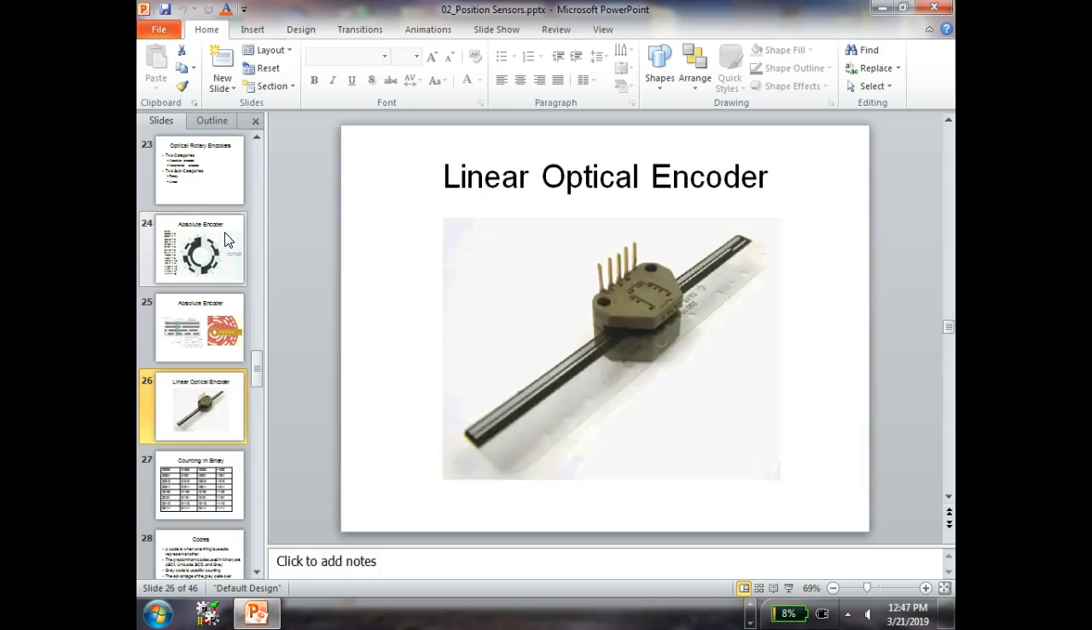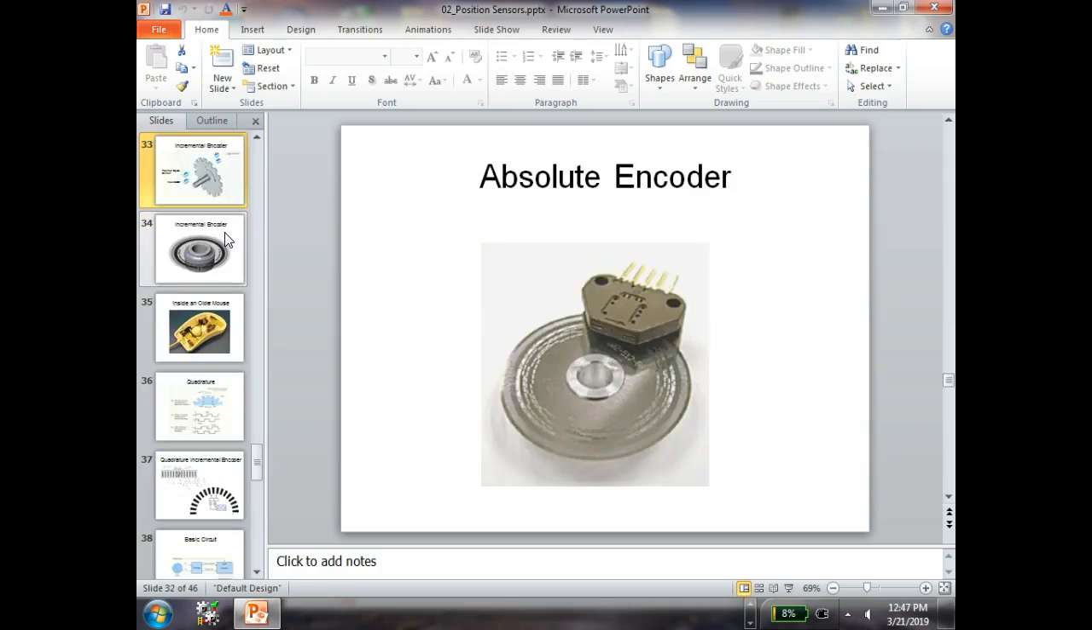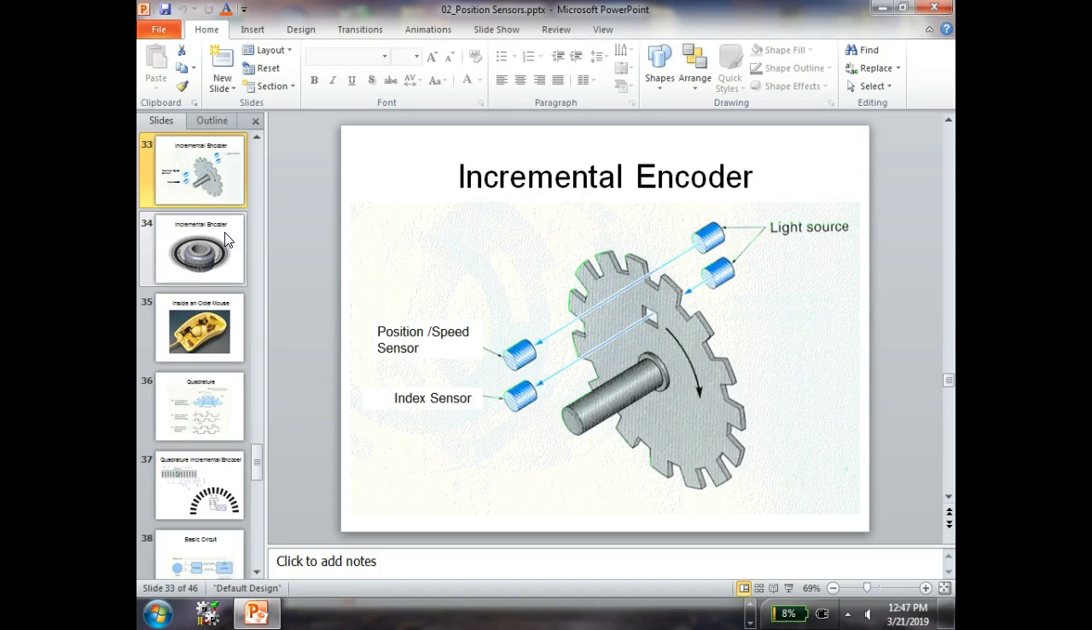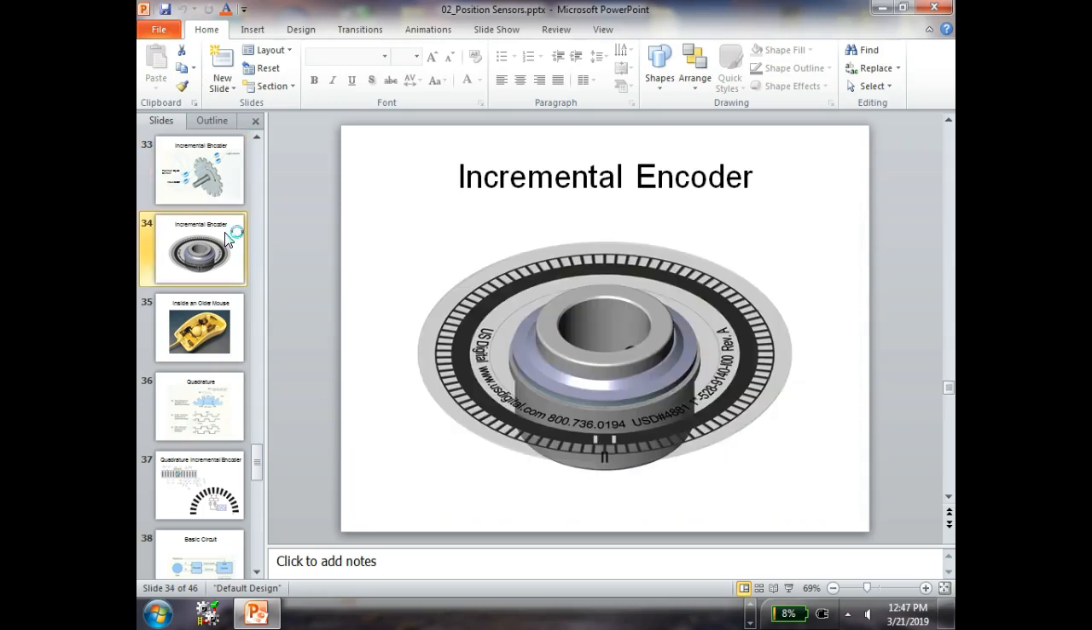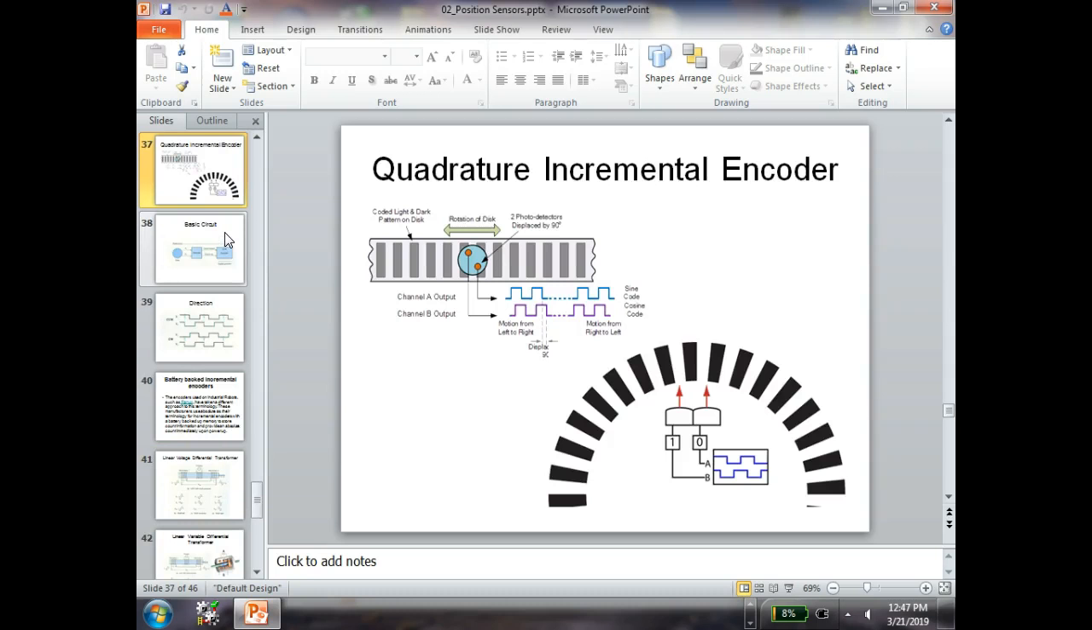And we did absolute encoders. We did Gray code, right? What's Gray code? Not binary, but it's a high-speed counting code, right? Incremental encoders, quadrature encoders, are we okay?